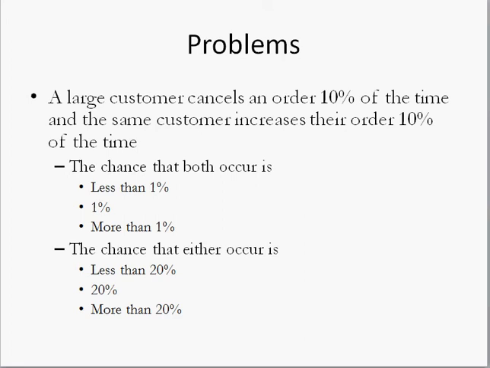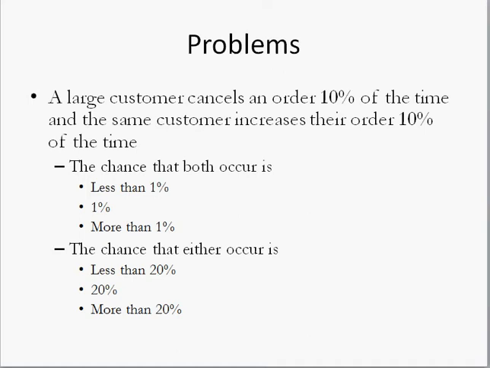Alright, so let's ask another one of those questions. Suppose a large customer cancels an order 10% of the time, and the same customer increases their order 10% of the time. If we were to think about that in terms of a contingency table, if we put one in the columns and one in the rows, we have to think, all right, well, how many? If I have 1,000 observations, how many are going to be in the cell where a customer cancels an order and they increase their order?